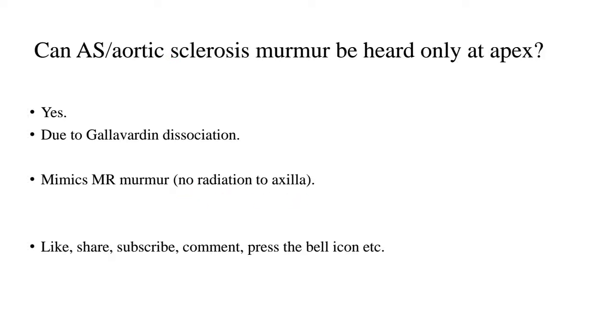I'd like to make one more point: this Gallavardin dissociation is seen in degenerative diseases of the aortic valve, which is to say degenerative fibrocalcification of the aortic valve. We do not generally get this dissociation in rheumatic heart disease affecting the aortic valve, because in rheumatic heart disease there is commissural fusion and complete fusion of all the elements of the valve which contribute to the periodic vibration of the valve apparatus.